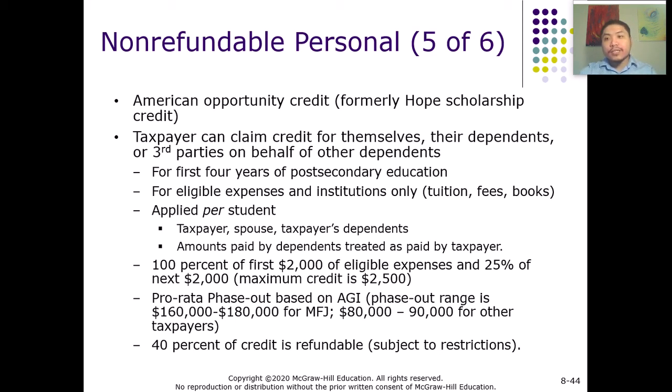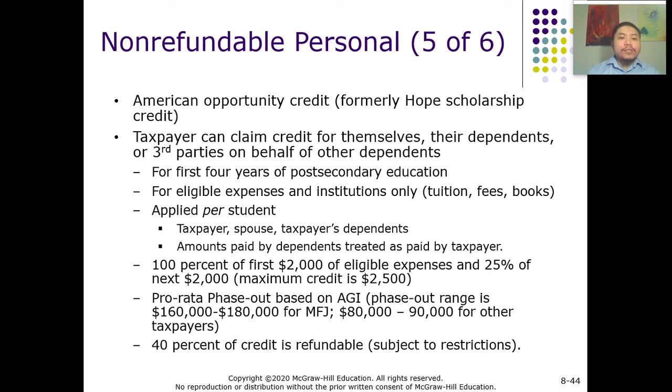So in this case, since you pay $3,000, and you only claim the first $2,000, that means you have $1,000 left, and then since the maximum credit is $2,500, you can claim the other $500, right? So pretty much you can claim in total $2,500 of tax credits, right?